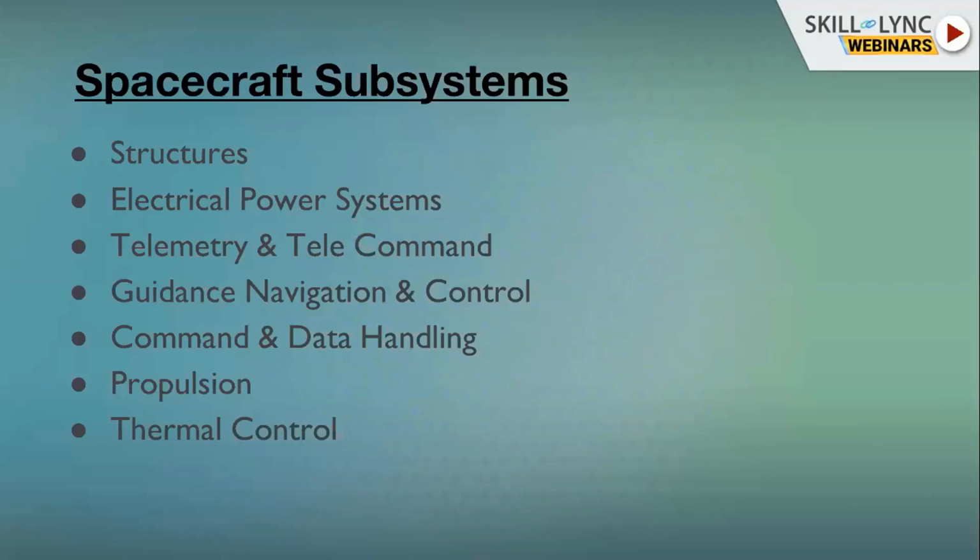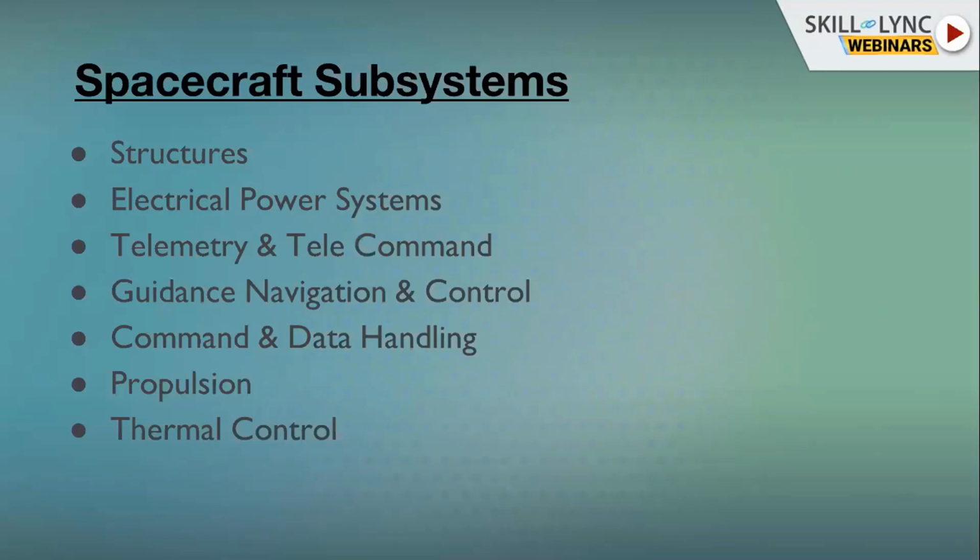Then we have the propulsion system. So the propulsion system is basically your thrusters, your tanks mounted on the spacecraft, your plumb lines, your gas lines, which consist of the propulsion subsystem.